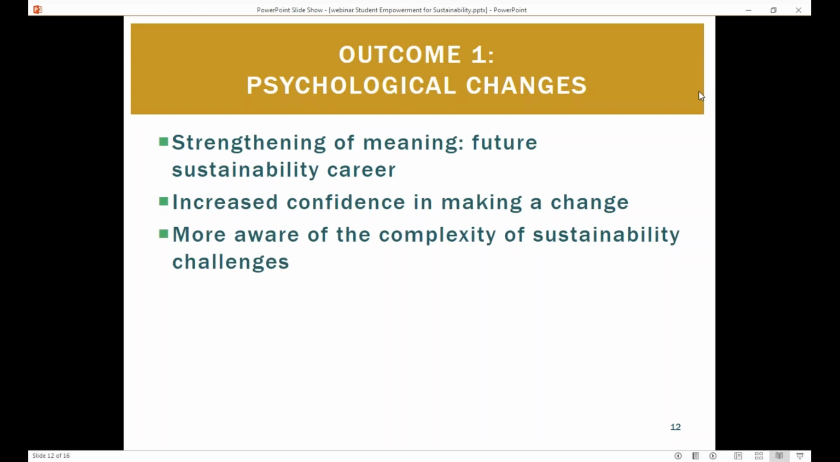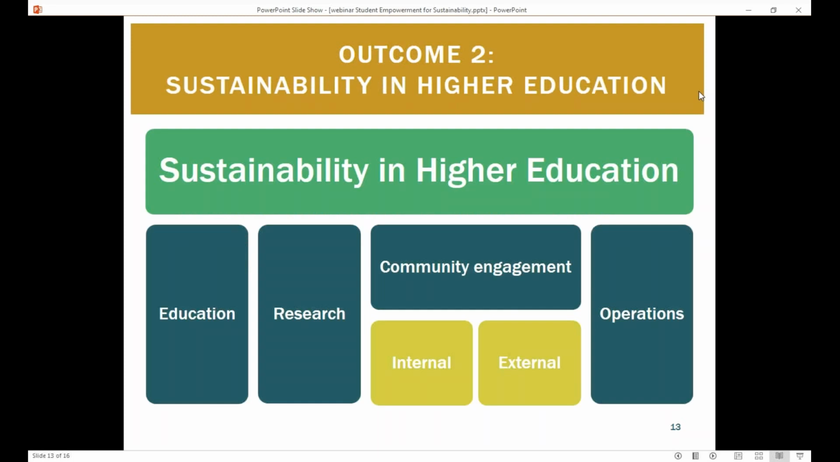So there are the psychological changes, and then there are the structural changes. This is the scheme of sustainability in higher education, and you all know it by heart because it's like the pillars of most Green Offices. Governance is in between all of this, alongside education, research, community engagement and operations. And as I mentioned before, almost all the projects from non-student employees were focused on internal community engagement or operations.